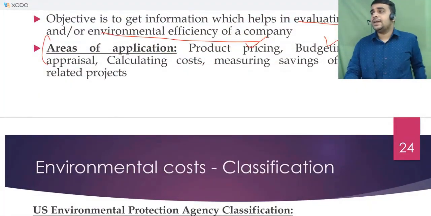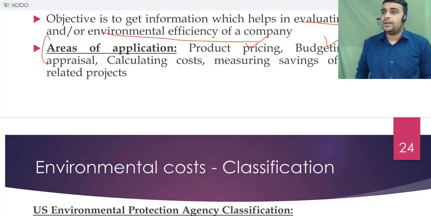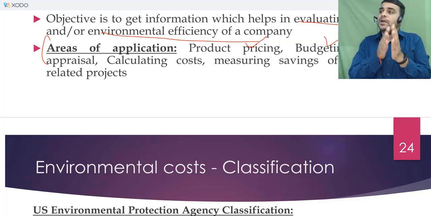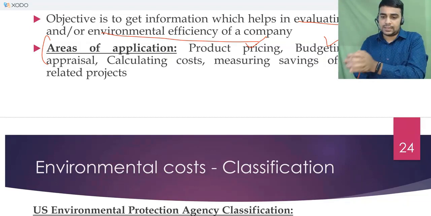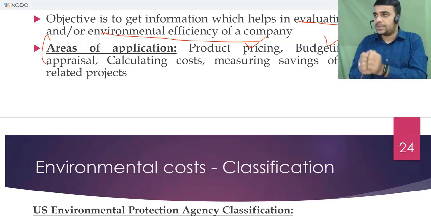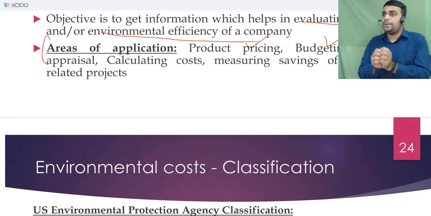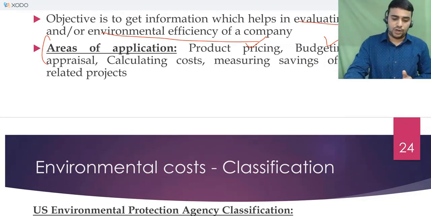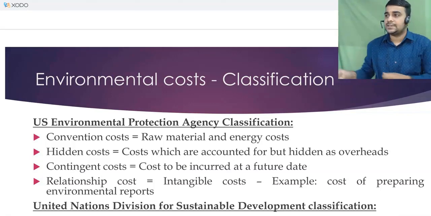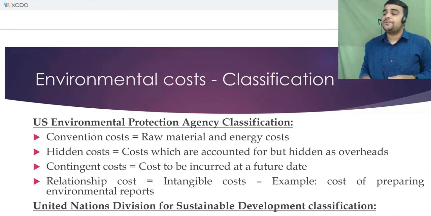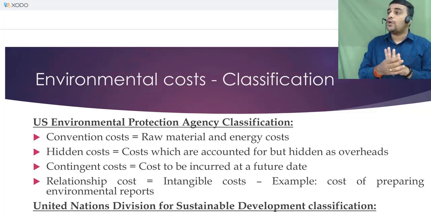Now the next area is classification of environmental costs. There are multiple ways of classifying it. One is called generic classification, a practical classification, a US based classification, a United Nations based classification. So there are multiple ways of classifying the environmental cost. The first is the US Environmental Protection Agency classification. They classify the environmental cost into 4 categories.